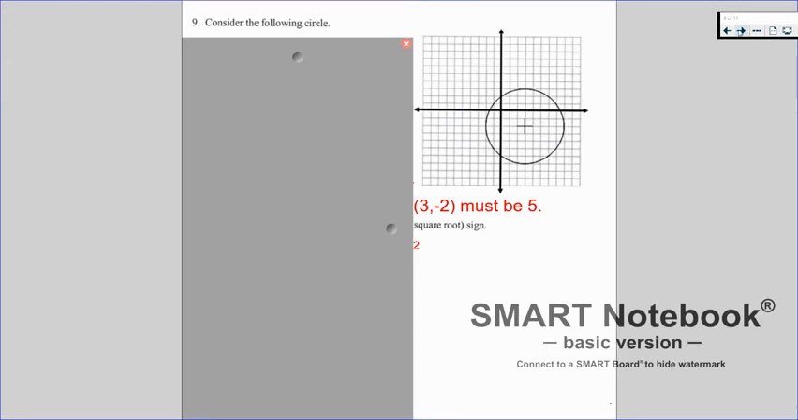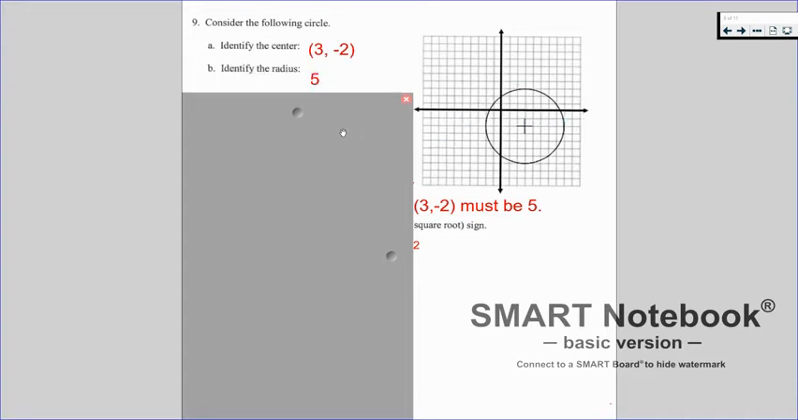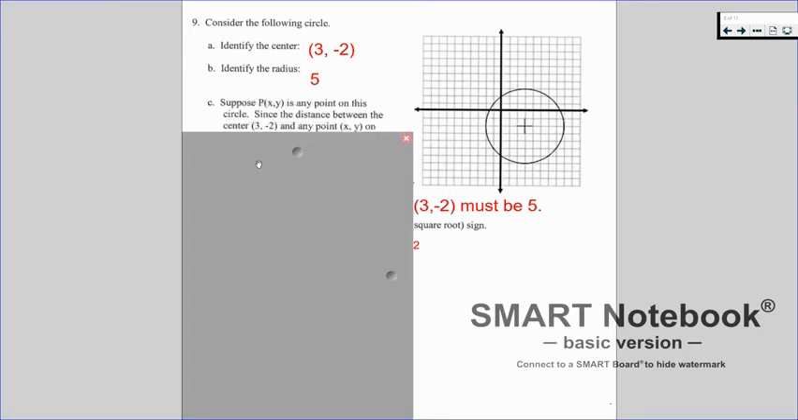All right, number 9. Now we've got this circle. Identify the center. My center is at (3, negative 2), over 3, down 2. And the radius, as we count either the horizontal or vertical from the center, is going to be 5. Suppose (x, y) is any point on the circle. Since the distance between the center, (3, negative 2), and any point (x, y) must be 5, explain how this equation could be found.